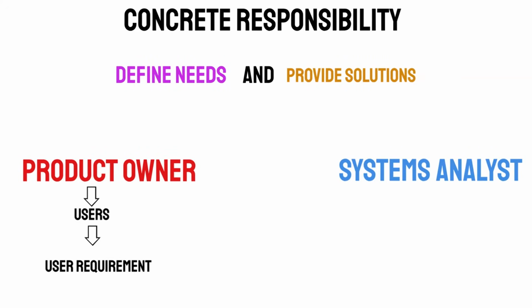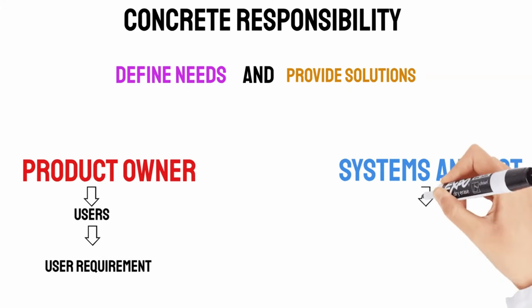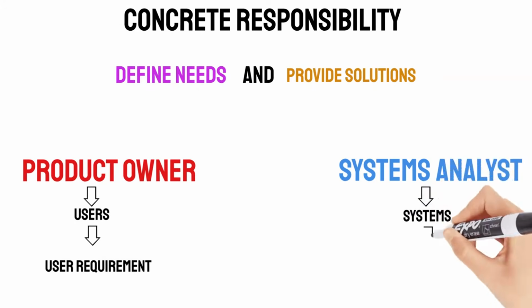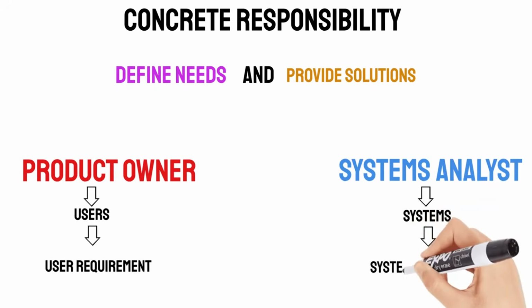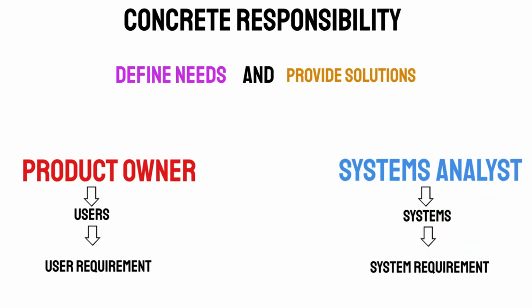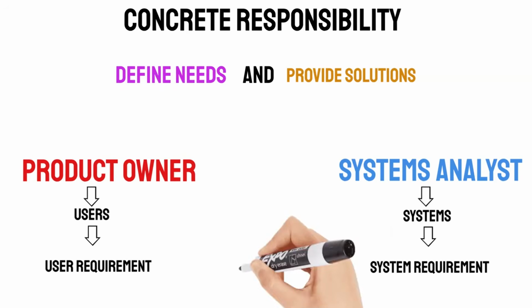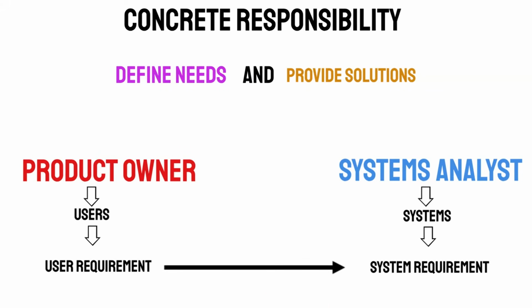Then on the other hand, we have the systems analyst who's not that much into users, but more into systems, and hence therefore also more into system requirements. The system analyst wants to figure out, okay, what is the need of the systems so that the user requirements, which is coming from the product owner, can be implemented, right? So if there's a change from the user, how do the systems have to behave after this? Which systems have to change in which way?